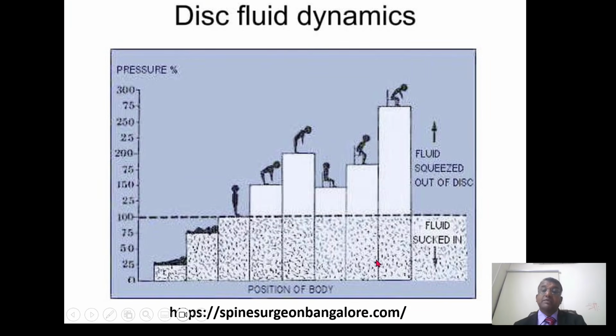Now, this is another image which shows the fluid inside the disc being squeezed in various positions. As we stand up, bend forward, sit, or lean forward with weights in our hands, the fluid pressure is very high and chances of pinching the nerves also increase. So we can say the best posture here is being supine or sitting in an erect posture compared to leaning forwards.